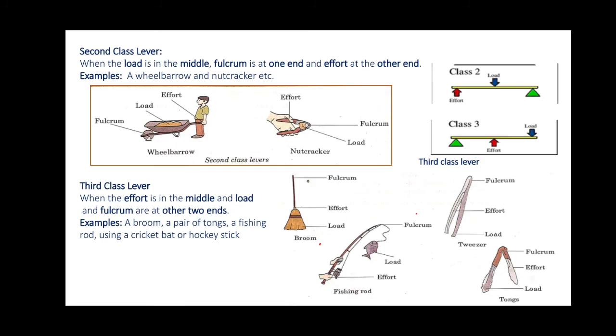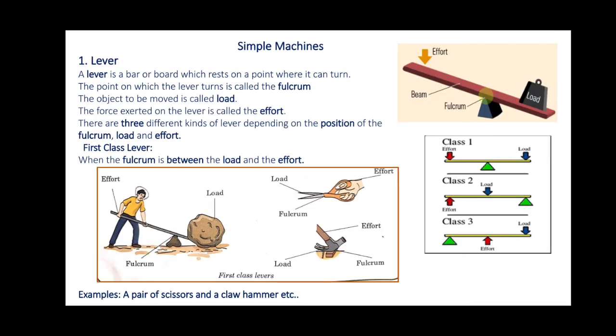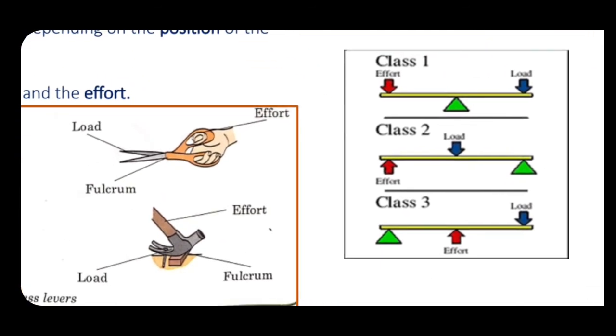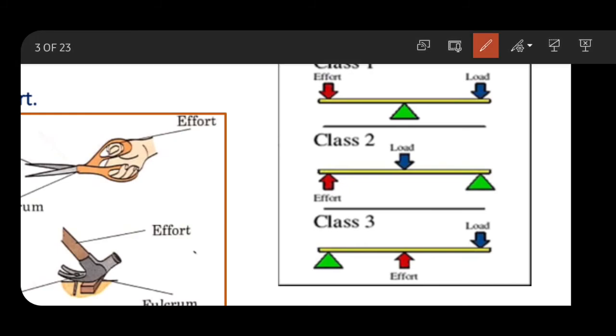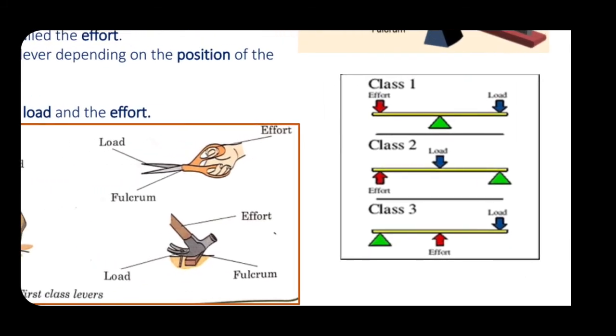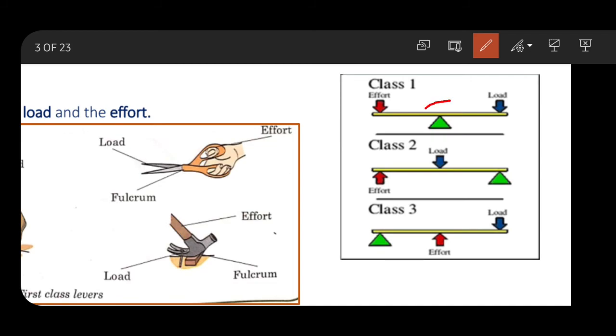Now let's revise this concept of lever again. There are how many types of lever? Yes, there are three types of levers: first class, second class and third class. Just wait a second. We are going to revise this concept. The rule of first class lever is when a fulcrum is in between the load and the effort. This is the concept of first class lever.